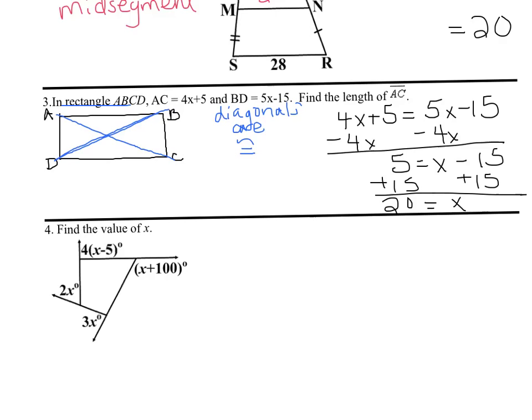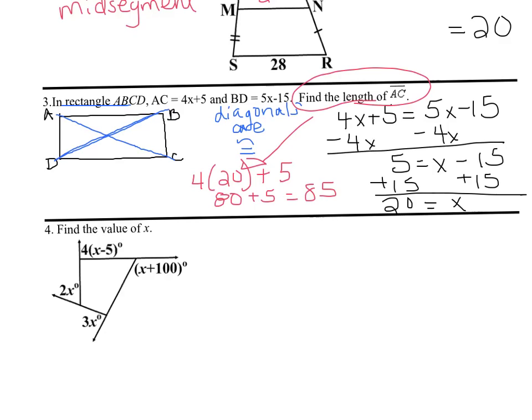x equals 20. But that's not what the question asks, and a lot of you missed this on the quiz because you didn't read the directions carefully. You need to do that on the Regents for sure. Let's find AC. So clearly we see AC here is 85, and that is your answer.